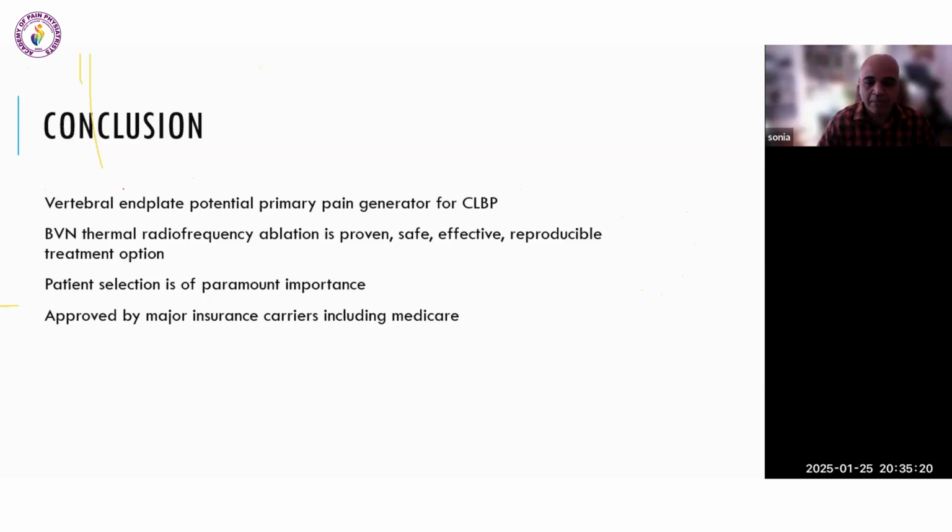And the role of rehabilitation is always important: activity modification, patient education, exercise program. That always remains the mainstay of the treatment.